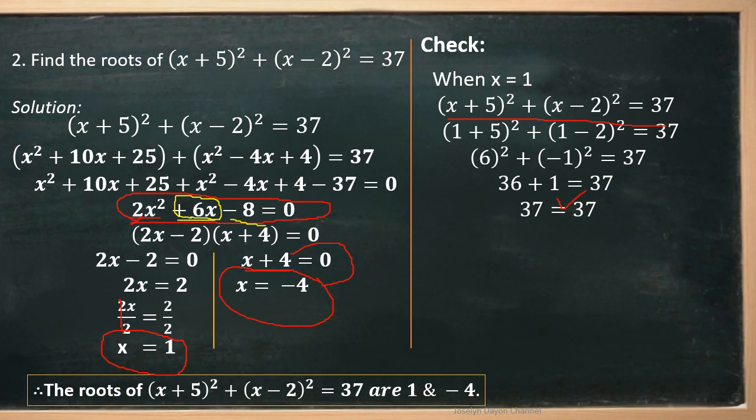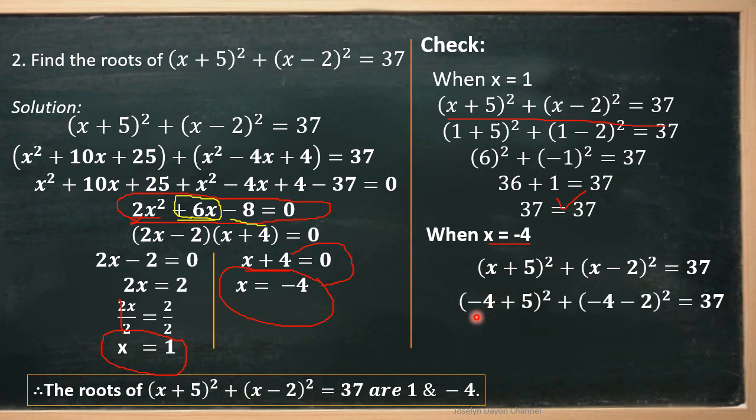Now, we have also to check when x is equal to negative 4. So, same process, we have to write first the original equation. Now, let's substitute x by negative 4. We have (−4 + 5)² + (−4 − 2)² = 37. So, negative 4 plus 5, that is 1 squared, plus negative 4 minus 2, that is negative 6, and then you copy the exponent 2, then equate that with 37.